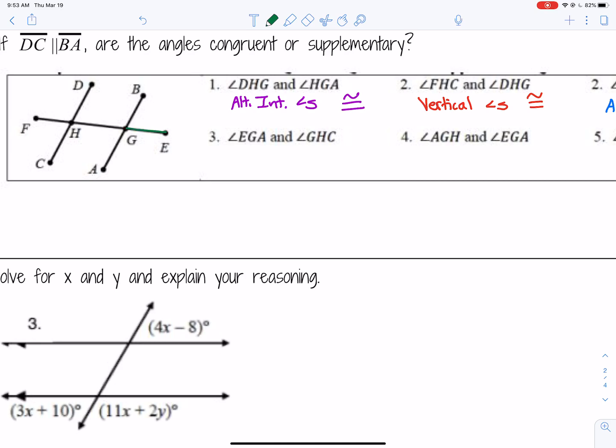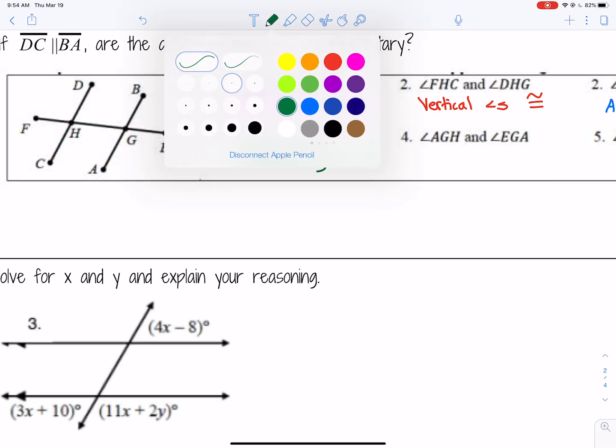EGA, so let's draw from E to G to A, this angle right here, and then G to H to C. So G to H to C would be that angle right there. So these 2 are on the same side of the transversal, but they're not interior angles. So like they're not that one right there. These are corresponding angles. So corresponding angles are congruent.